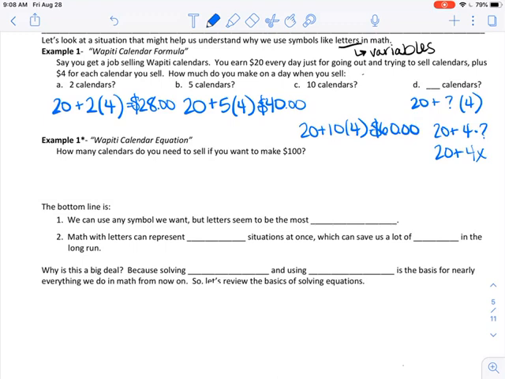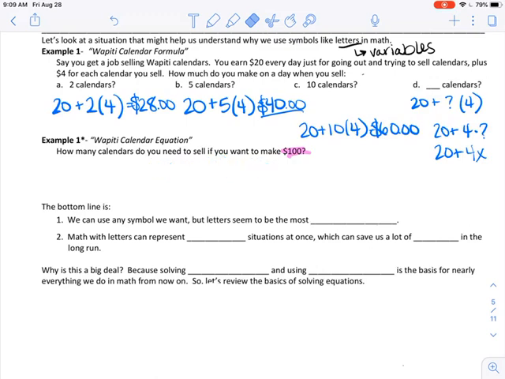Now, you're like, well, what do I care? Just tell me how many calendars I sold, and then I know how much money I made. Well, here's the part where having variables gets really useful. How many calendars do you need to sell if you want to make $100? Now, usually when I ask students this question, they try a number. They're like, okay, well, how much would I make if I sell 5 calendars? Well, I'd make 40. That's too low. Let's try another number. How much money would I make if I sold 50 calendars? Well, 20 plus 50 times 4, that's 120. That's too much.